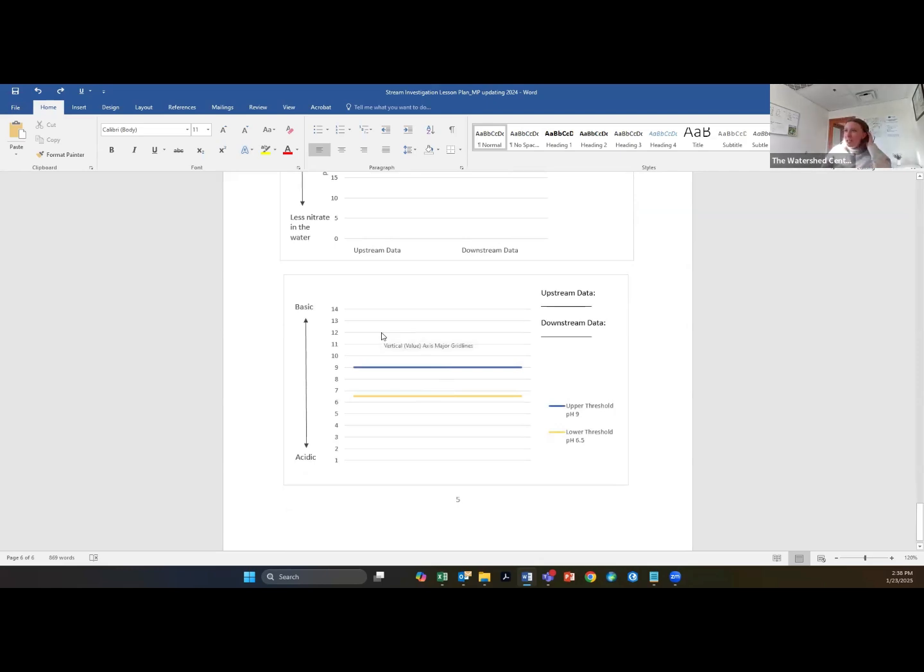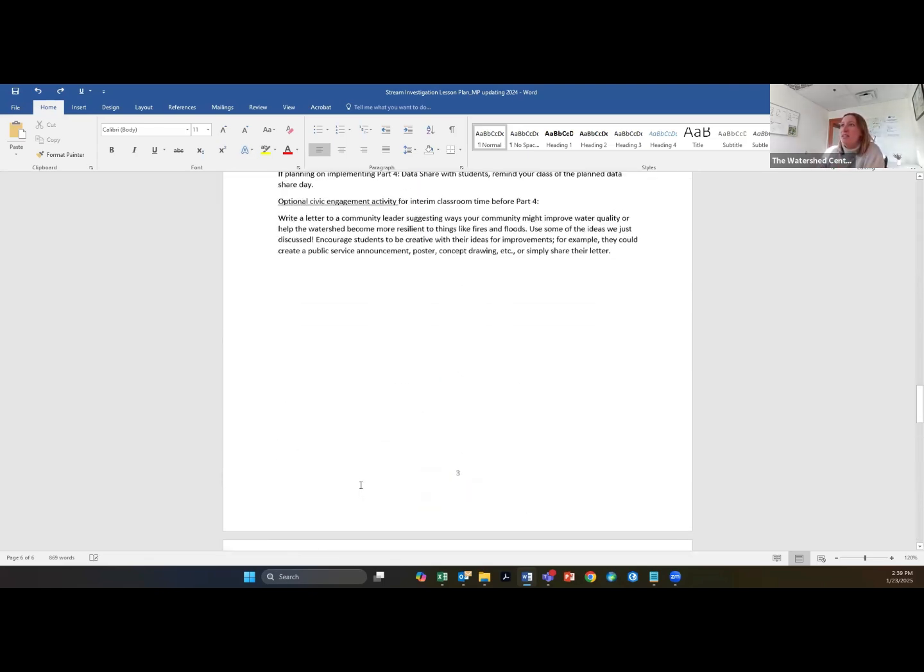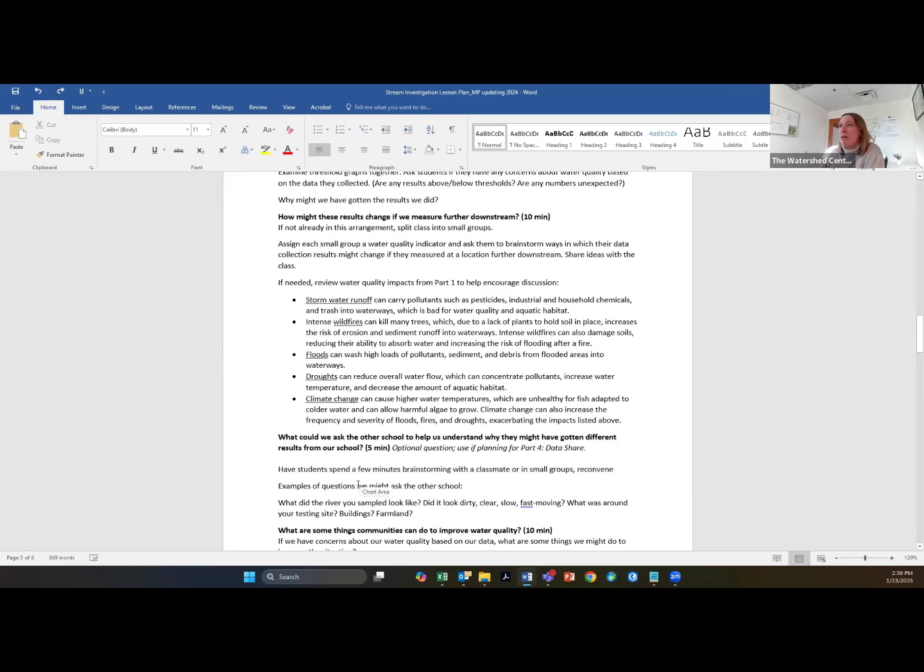Next, we have pH, and pH has both an upper threshold and a lower threshold. So in this case, this is where that chocolate bar analogy comes into play. We want to be between those 2 thresholds. So we want to be above 6.5, but below 9. And so depending on where students land, you can talk through what that might mean. So if you're below the lower threshold, the water is too acidic. If you're above the upper threshold, the water is too basic. So we're talking through those different components for the class averages that you came up with.